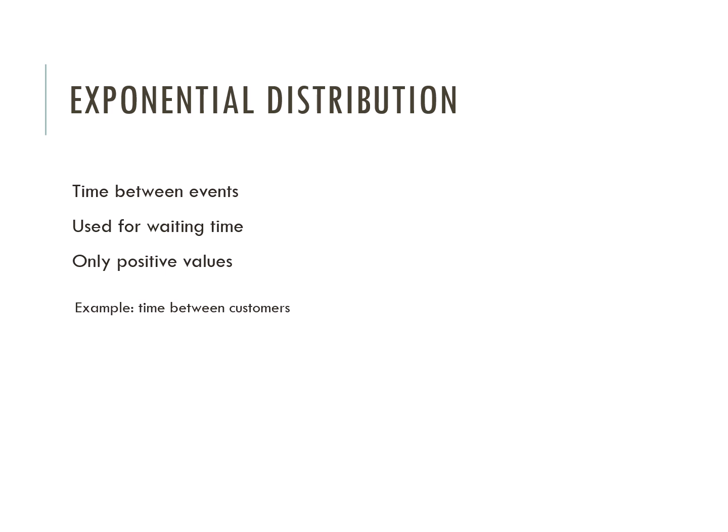Exponential distribution. Time between events, used for waiting time, only positive values. The last slide is about the exponential distribution. It is used to model waiting time between events, for example time between customers or phone calls. The values are always positive. This distribution is very useful in service systems and operations. For example, time between customers.